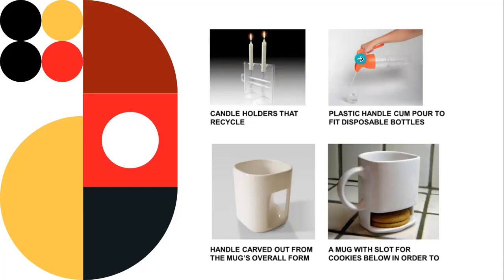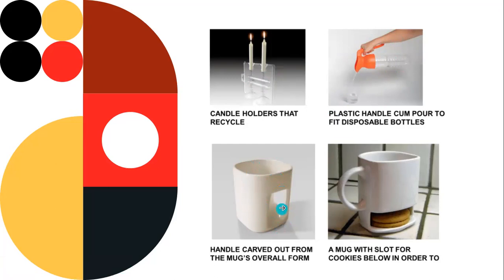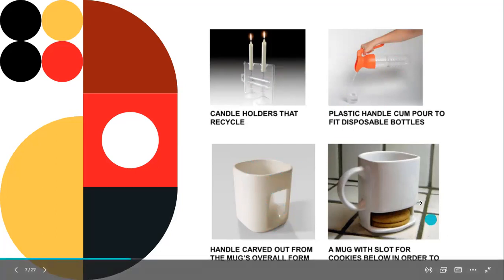Any plastic bottle, you can just place these handles over here, so that it looks like a jug. Okay, it looks a little more chic and looks better, and it has a handle, and also you can pour. Then another one, a mug wherein there is no separate handle, but the handle is carved out from the mug's overall form. Then another one, a mug with a slot for cookies below.